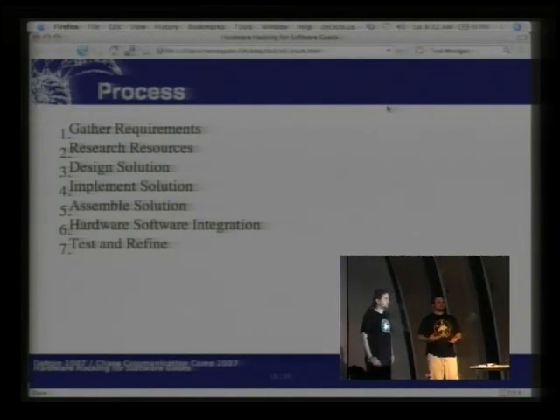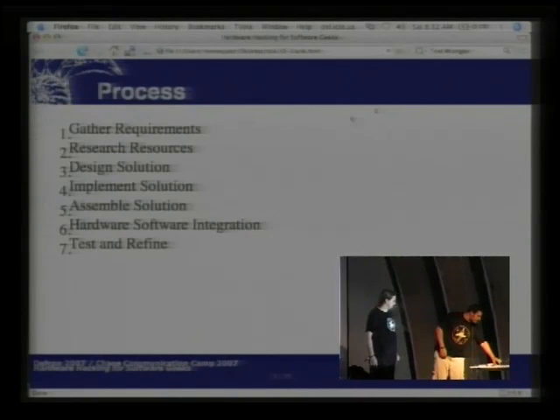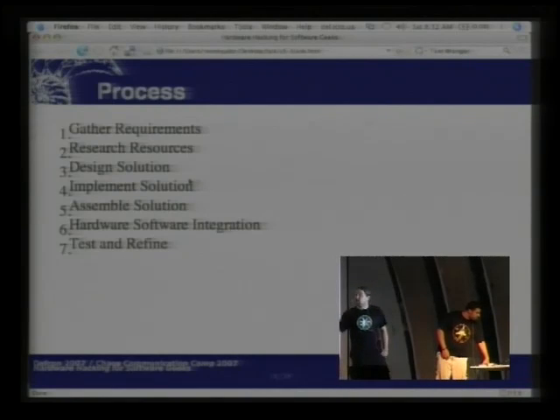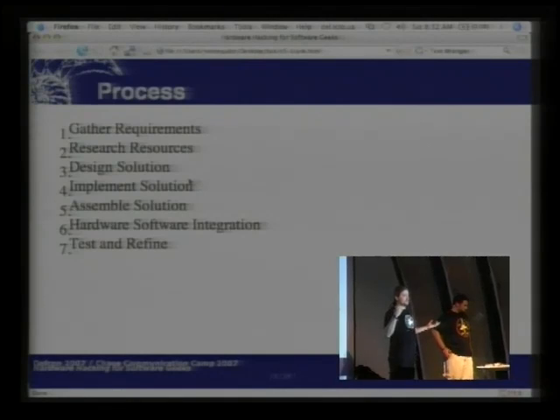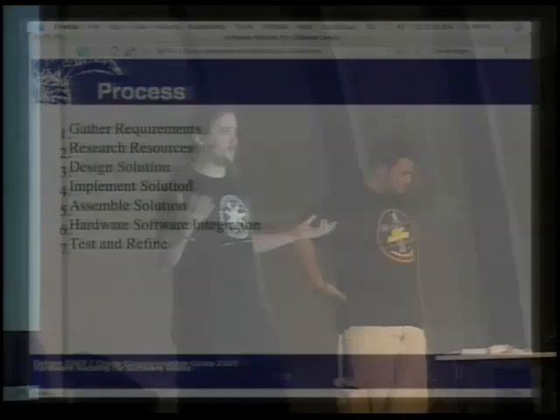Certifications and hoops you've got to jump through. So those are important design decisions that have to be made early on. This process is very similar to the software process in that you gather the requirements for the project, figure out what's available. In software, it's libraries. In hardware, it's ICs or sub-assemblies that you have already completed. Design it, put it together, test and refine, sometimes an iterative process.